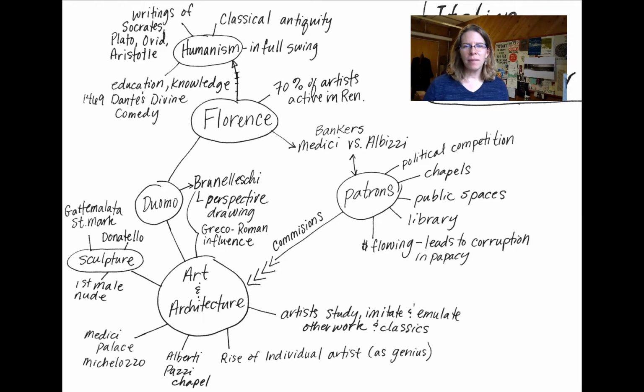We also see the first male nude by Donatello as well as Verrocchio, and we know this is going to continue on in the High Renaissance with Michelangelo. So we're going to see the David throughout this time period into the Baroque. So it's going to be something we continue to talk about. We see Michelozzo design the Medici Palace in downtown Florence.